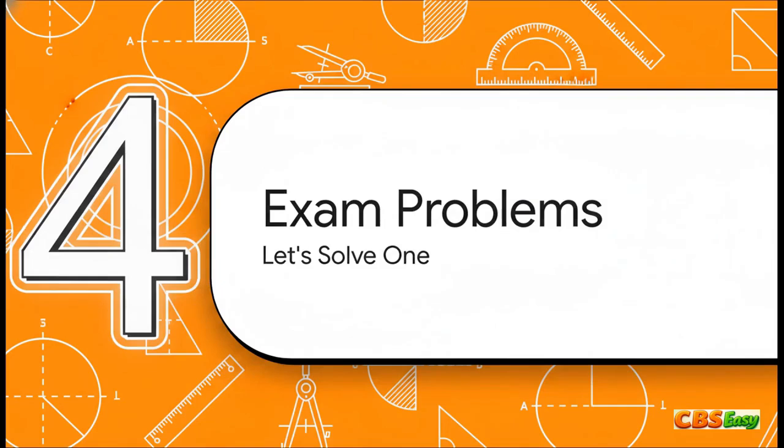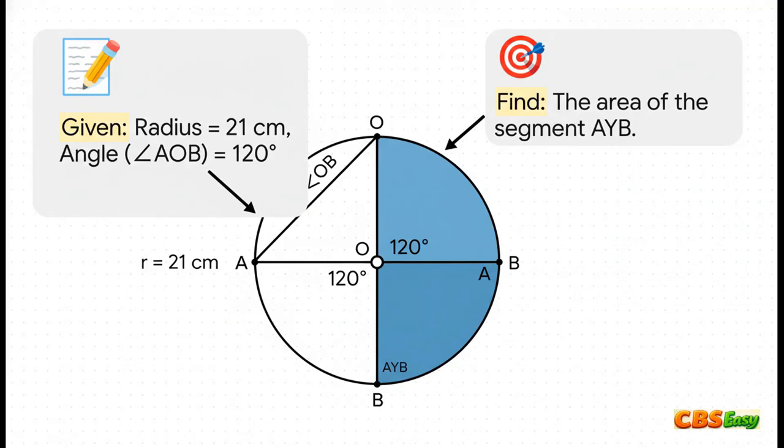Theory is great, but let's get our hands dirty. We're going to apply everything we've learned to a typical 3-mark question, the exact kind you're going to see on your board exam. Let's see how all the pieces come together. So, we're grabbing example 2 from the NCERT textbook. Here's the situation. We have a circle, its radius is 21 centimeters, and the angle at the center is 120 degrees. The mission? Find the area of the segment AYB.